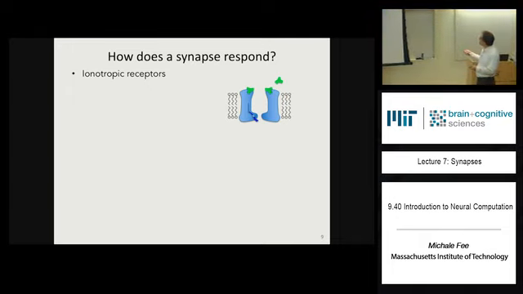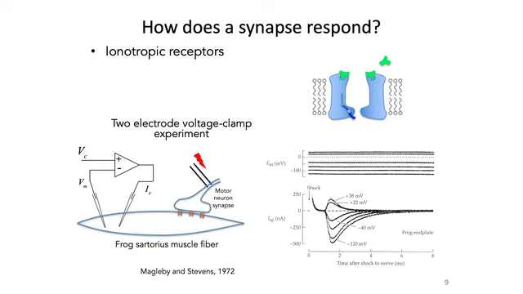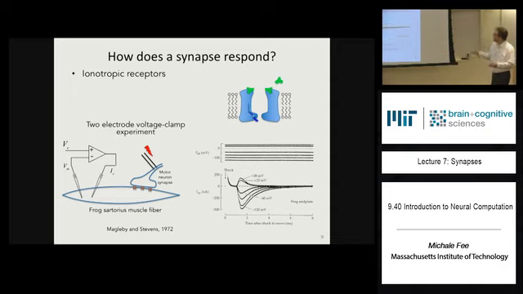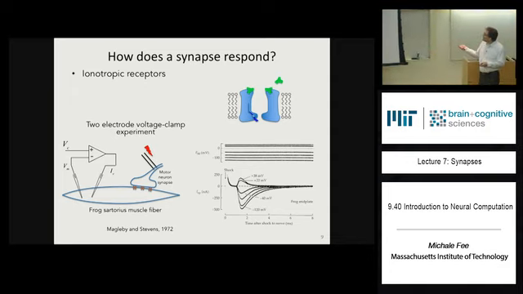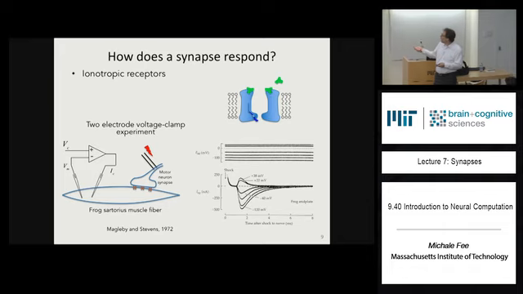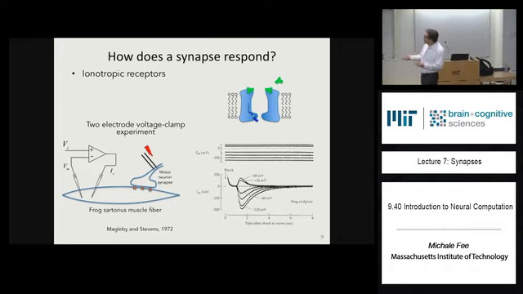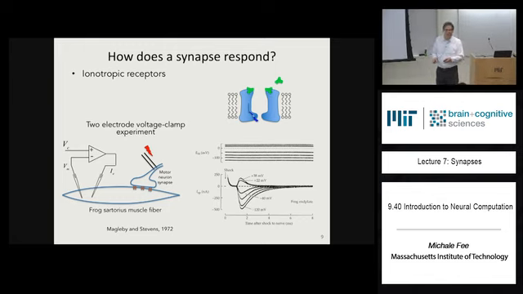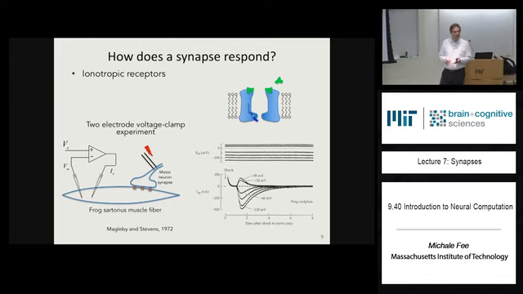So a neurotransmitter binds, that binding opens a gate, and that allows current to flow. Magleby and Stevens did an experiment to understand that conductance. When that ion channel opens, it turns on a conductance, and you can directly measure that conductance by doing a voltage clamp experiment. Here's the experiment they did.